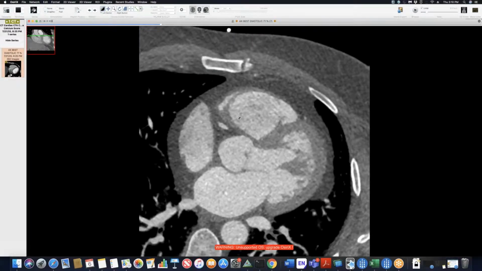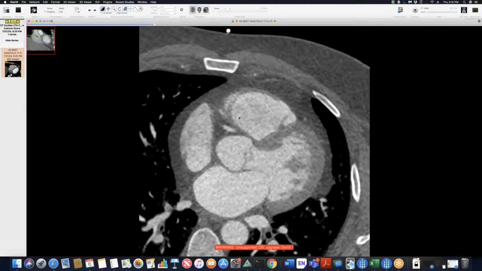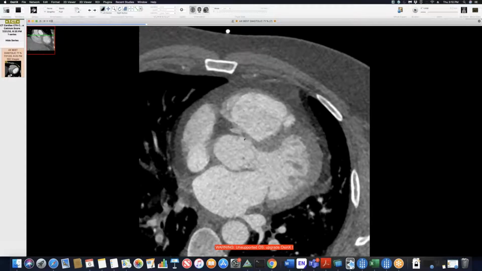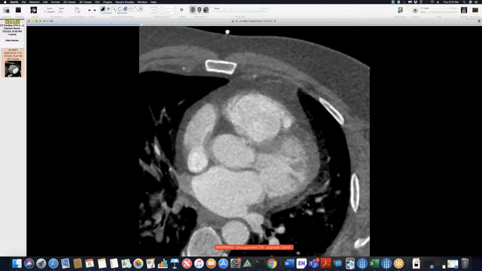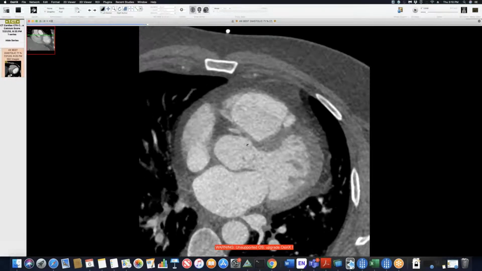And the cath was done later, I think the next day, and it was in fact coming from the aorta, from the left cusp, but not from the PA.